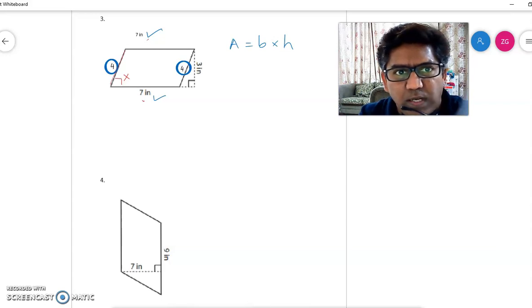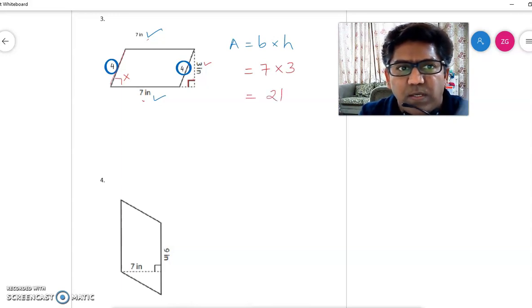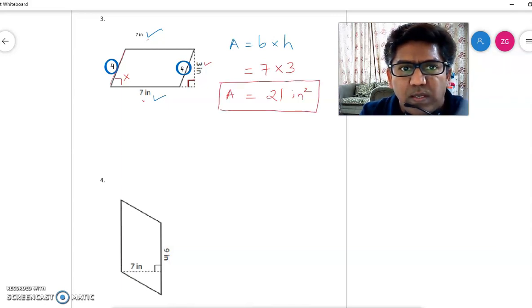So if you look at the right side, the height is given to you outside the parallelogram. There is a symbol here which shows that it is the perpendicular distance. So we will take height as 3 and base as 7. So 7 is the base, height is 3. 7 times 3 will be 21 inch, so it will become square inches. So area of the parallelogram is 21 square inches.